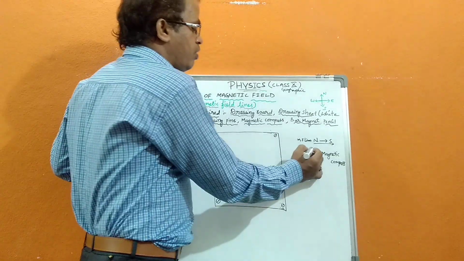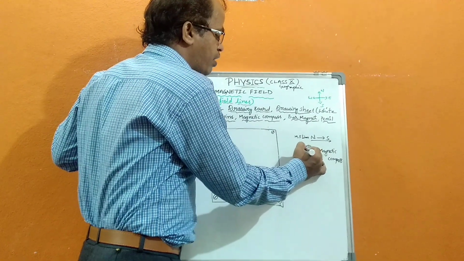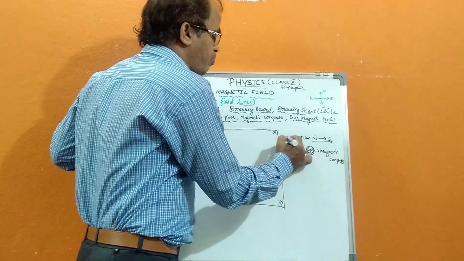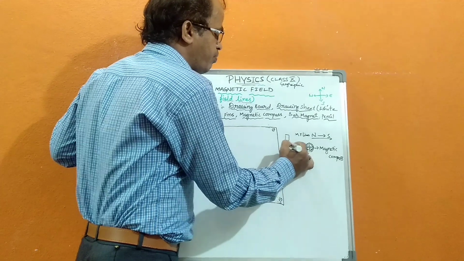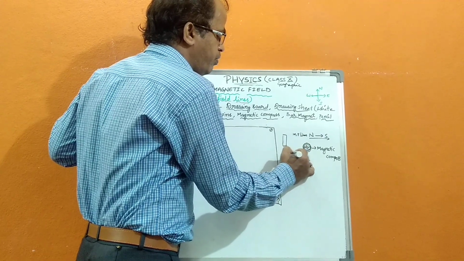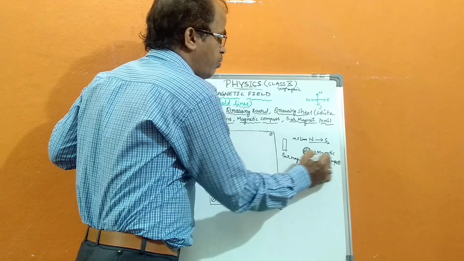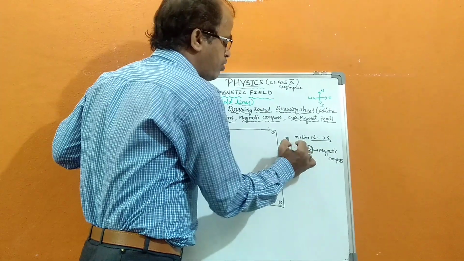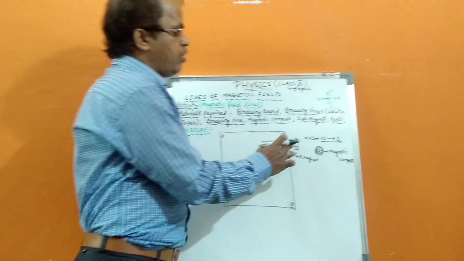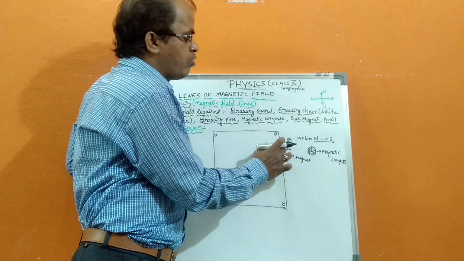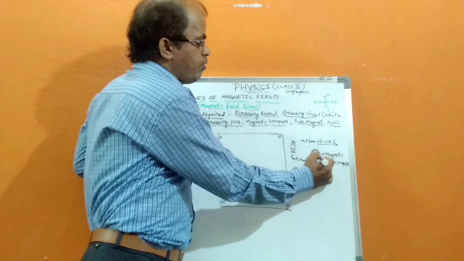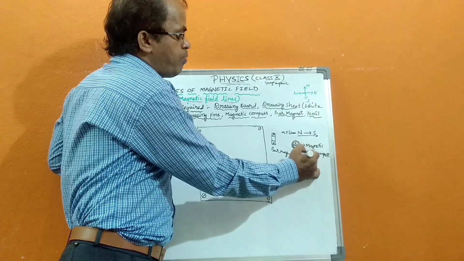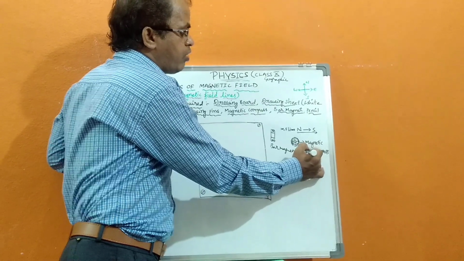See, we have the bar magnet like this. We have to take the bar magnet as well as the magnetic compass. The bar magnet is a dipole having north and south pole. This magnetic compass we use to find the direction.